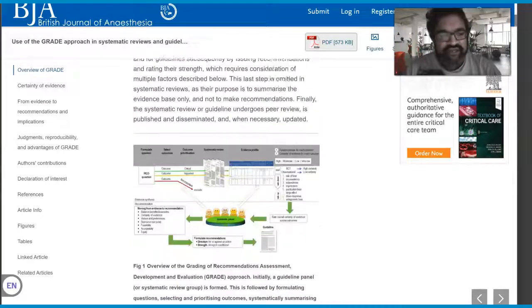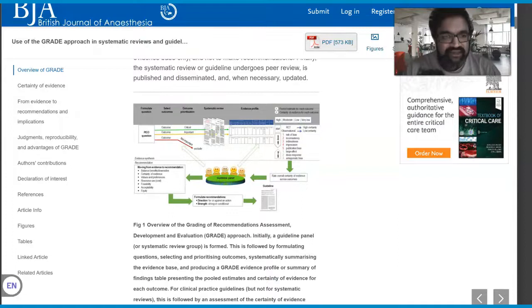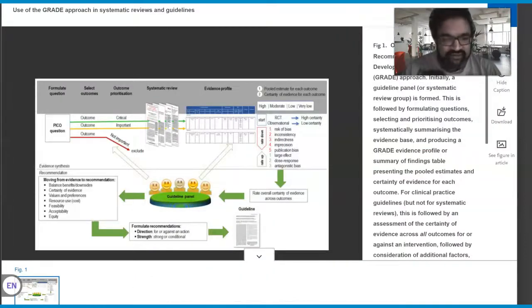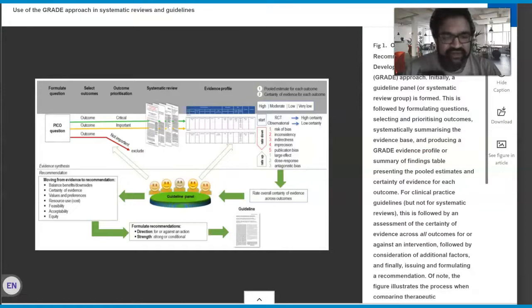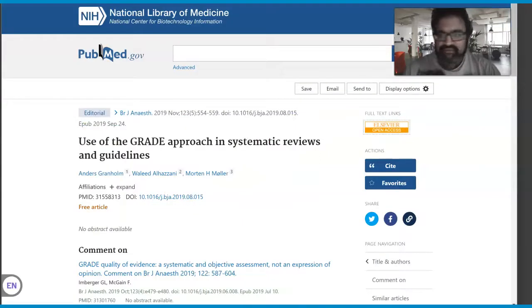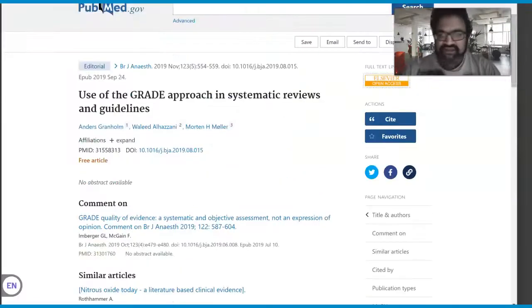Again, an overview of GRADE, and then this goes into a diagram which provides formulating questions, outcomes, outcome prioritization, systematic review, evidence profile. And then randomized controlled trials, high certainty; observational trials, low certainty. This goes into a lot of different recommendations and guidelines that you can follow on your own time.